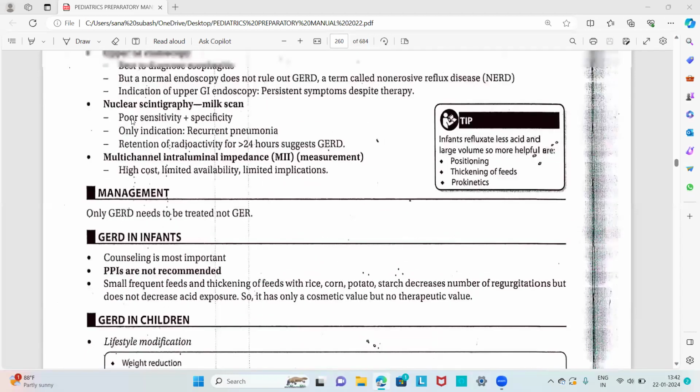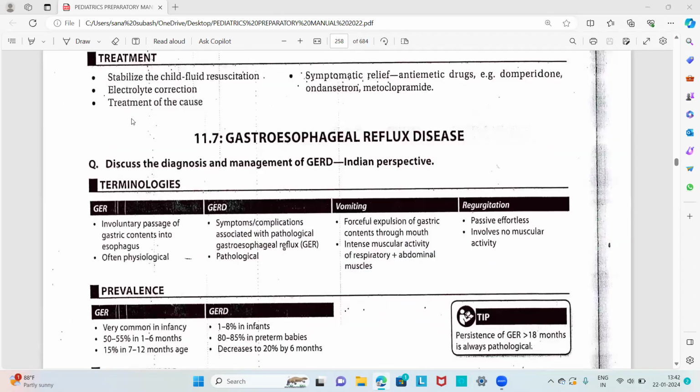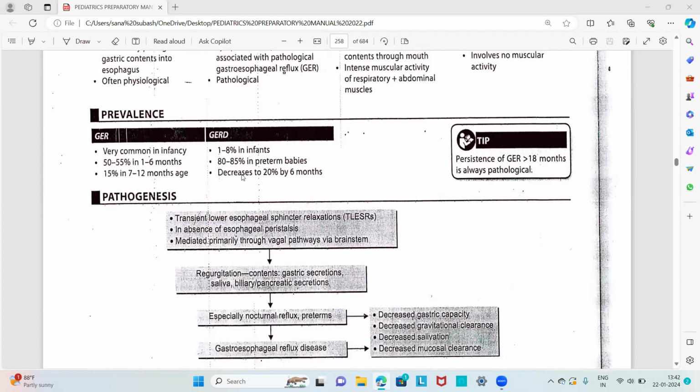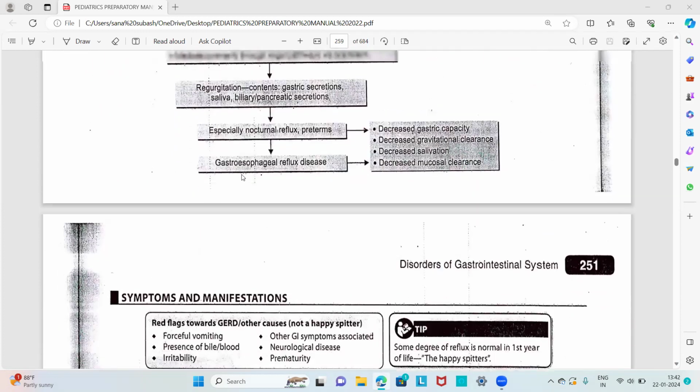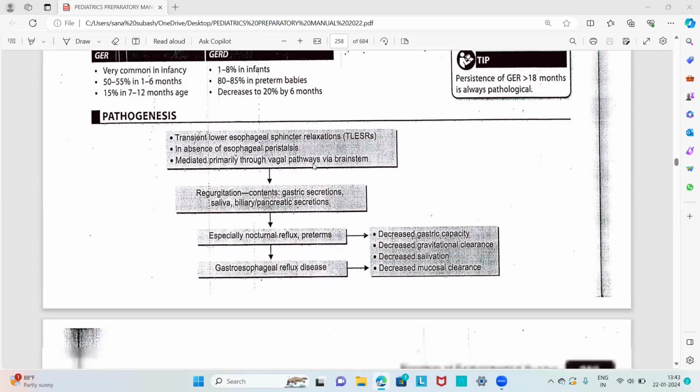So that is all regarding gastroesophageal reflux disease. We learned about the difference between GR and GERD. Gastroesophageal reflux is a physiological condition and usually occurs in infants, and gastroesophageal reflux disease is a pathological condition, and symptoms and complications arise from it. The pathogenesis is most commonly due to transient lower esophageal sphincter relaxation, or damage or a defect at the level of the lower esophageal sphincter.